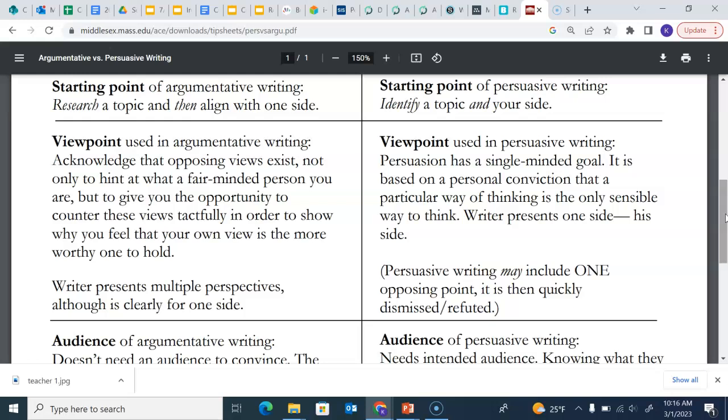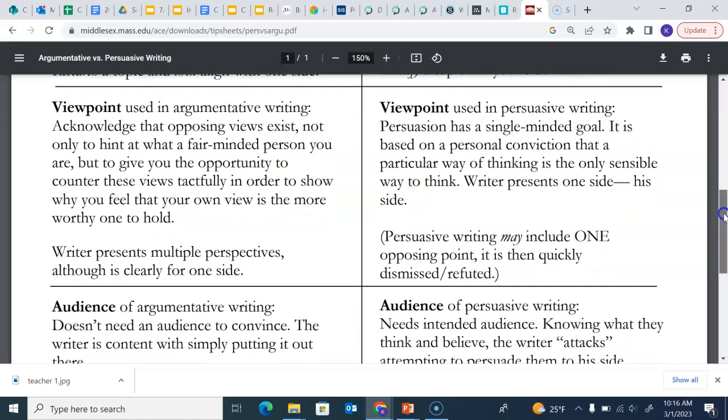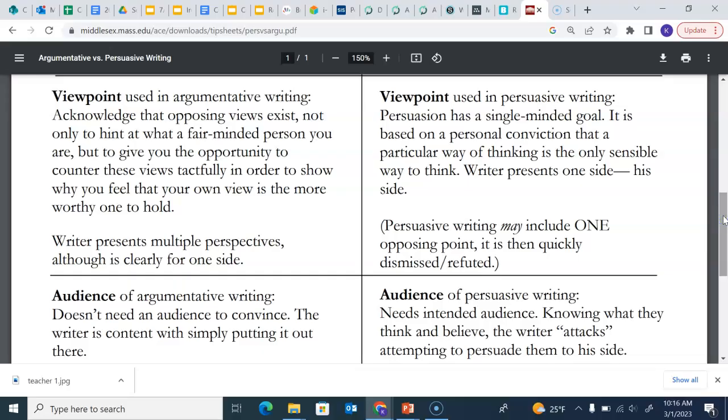And then you already know your side and you only look for information to support your side. So you kind of go into it with your idea, whereas with argument, you let the research and the information tell you which way to go.